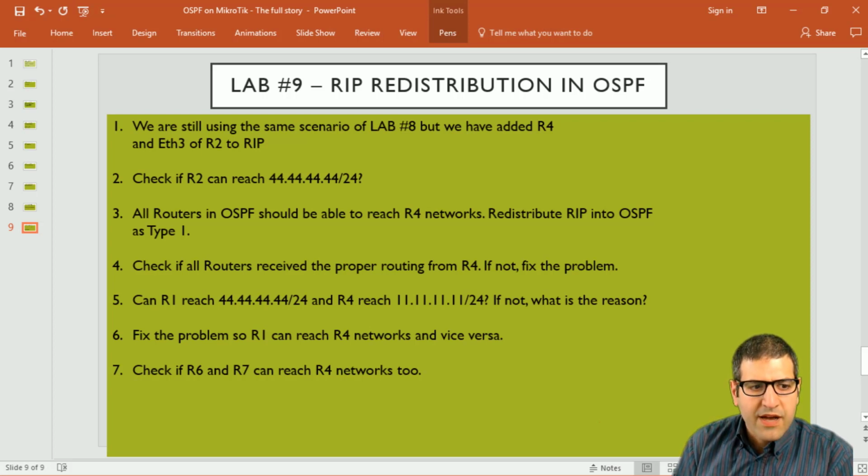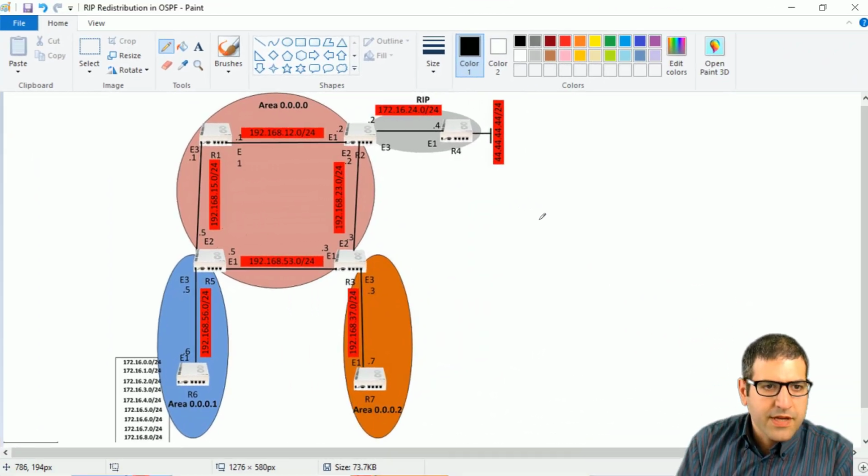Okay, here we have the 7 points to follow for this lab. But before we start with the points, as always, let's go and see the scenario that we have, and then we will start doing the lab point by point. So here is our scenario. As you can see, we still have the same configuration that we had before, area 0 and area 1 and area 2. So all OSPF is already configured as it was.